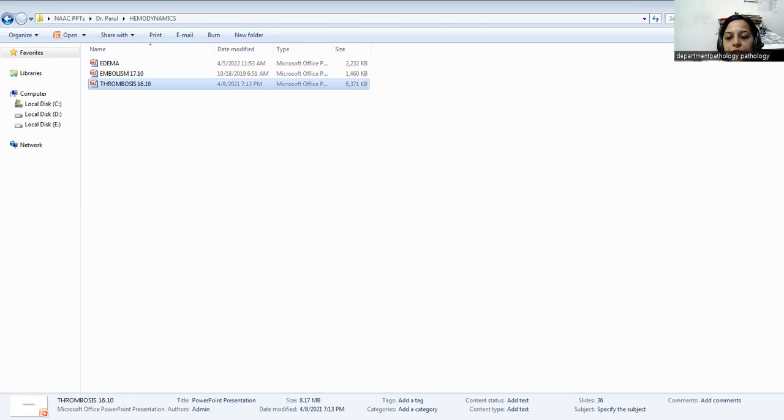In the extrinsic pathway, tissue damage releases tissue factor, which along with factor 7 and calcium activates factor 10. This, in the presence of factor 5, calcium, and PF3, converts prothrombin to thrombin. And this leads to conversion of fibrinogen to fibrin. So this is the coagulation. And here is the fibrinolytic system, where plasminogen gets converted to plasmin, which breaks down fibrin.